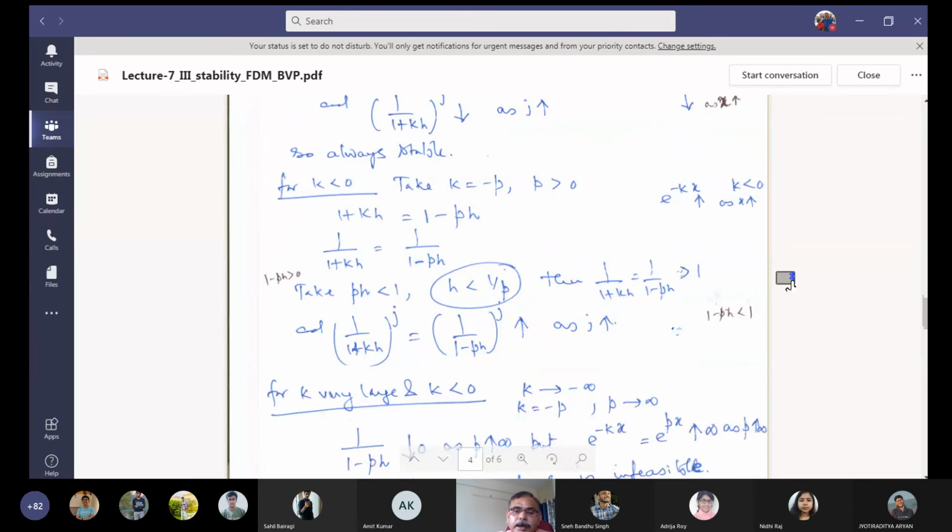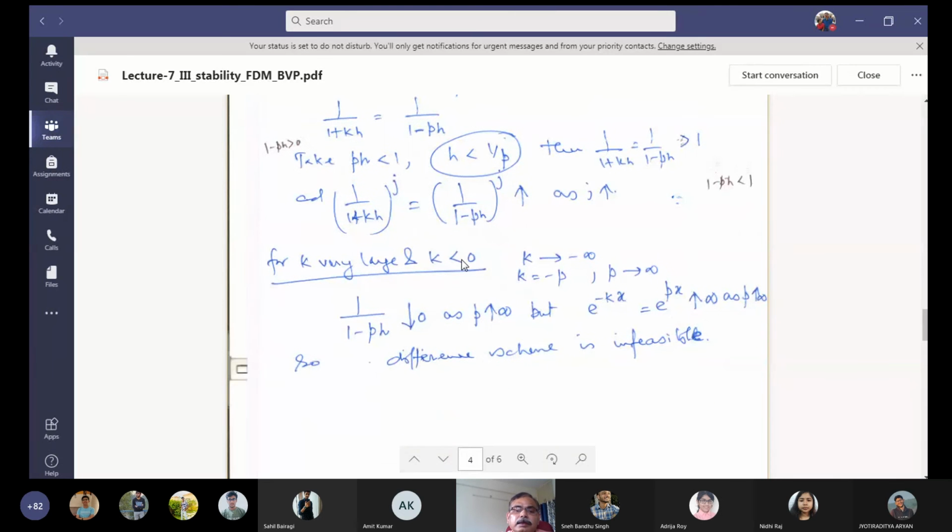Okay. So next we'll see if k is very large, but it is less than infinity, sorry, less than 0. So it goes to minus infinity instead of plus infinity. So in that case, this 1 upon 1 minus ph goes to 0 as p approaches infinity. But if you see this e to power minus kx, that is your e to power px, and that grows up as your x goes to infinity, not p. Here it is written wrongly. P goes to infinity as x approaches infinity, right?